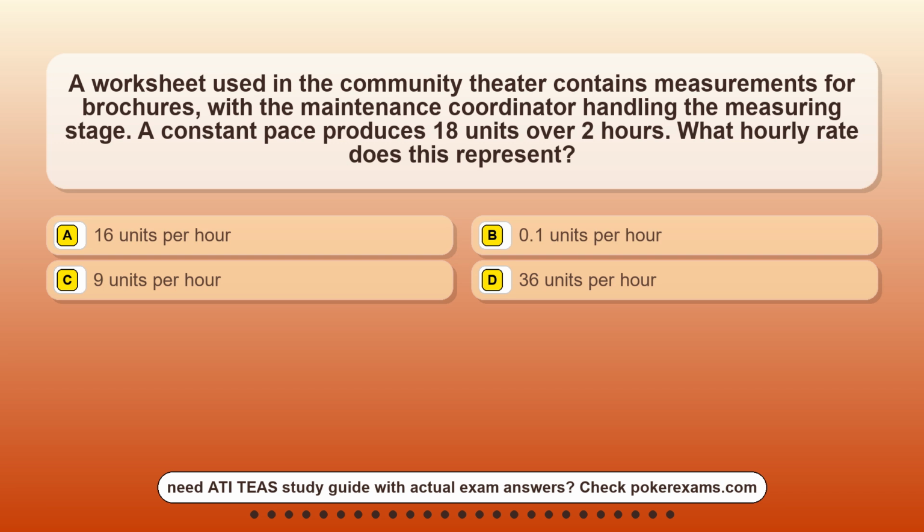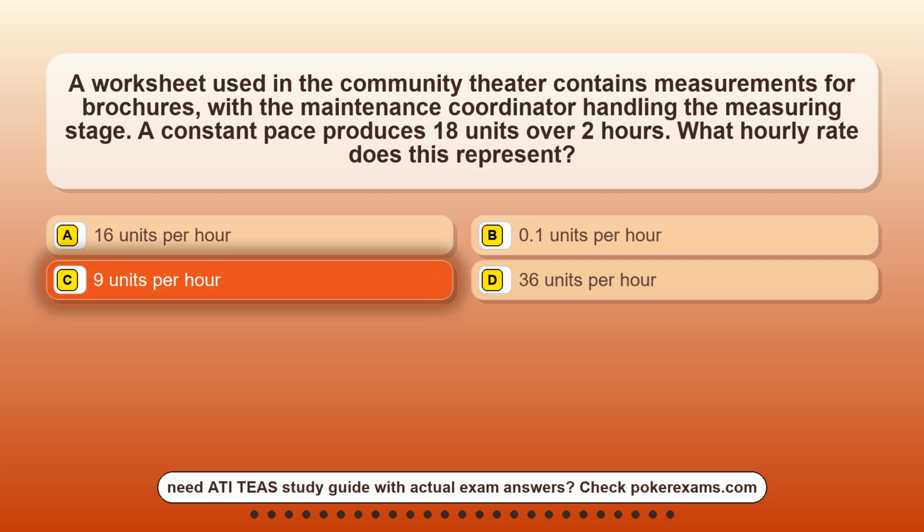Question 10. A worksheet used in the community theater contains measurements for brochures, with the maintenance coordinator handling the measuring stage. A constant pace produces 18 units over 2 hours. What hourly rate does this represent? Option A, 16 units per hour. Option B, 0.1 units per hour. Option C, 9 units per hour. Option D, 36 units per hour. The correct answer is option C, 9 units per hour.